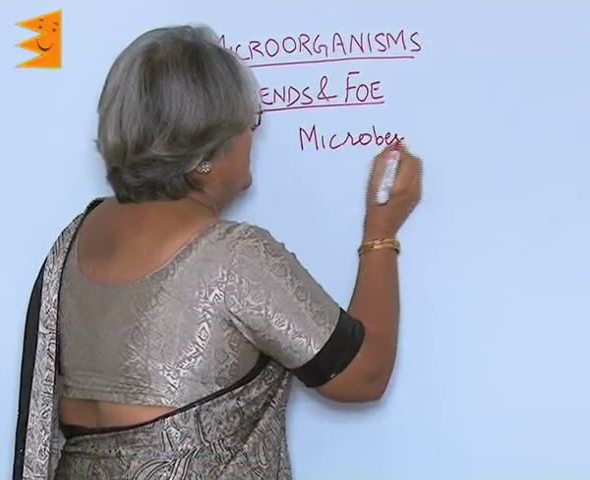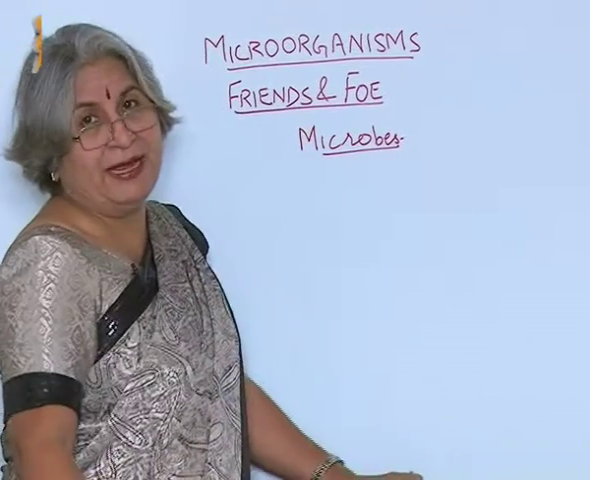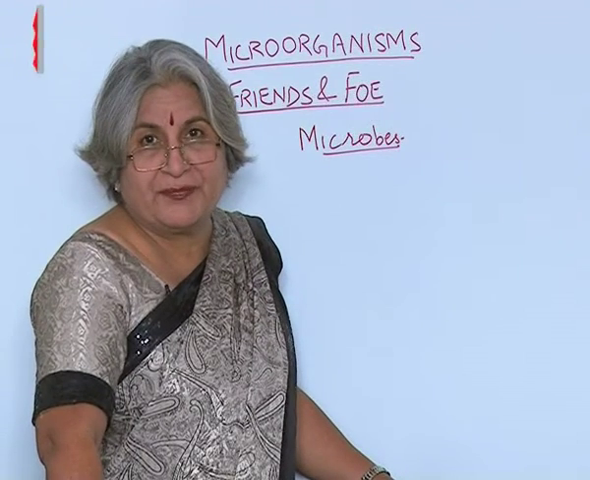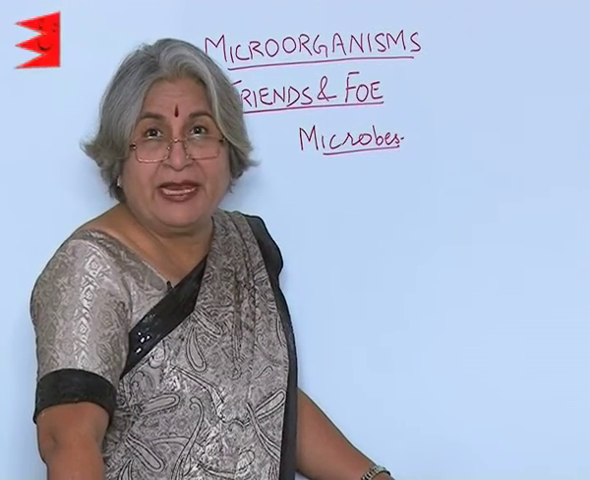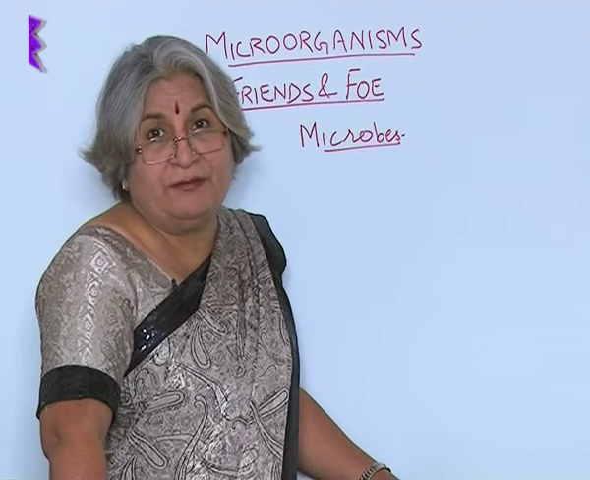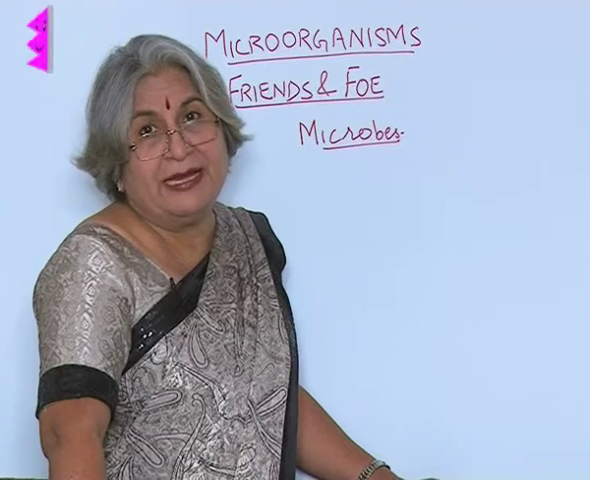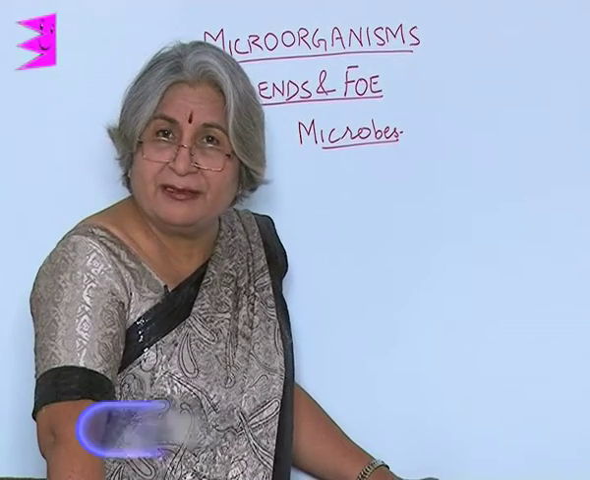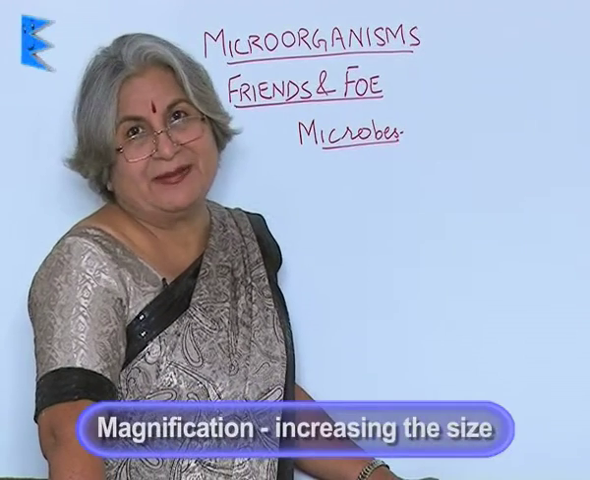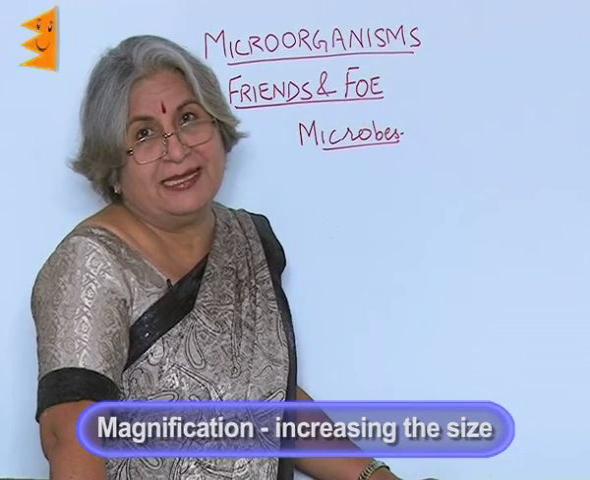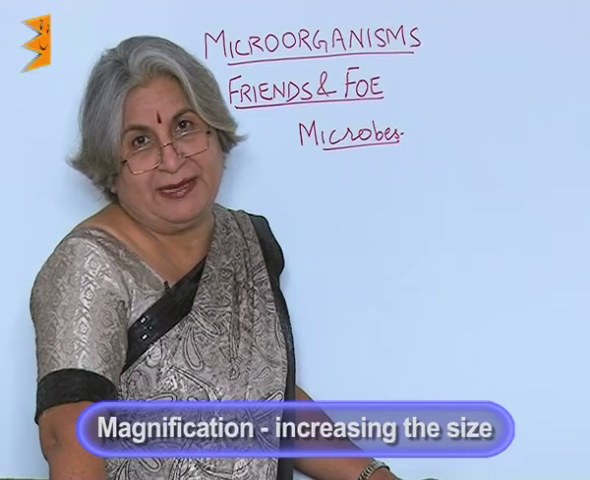You know, human beings knew very little about microbes. Why? There were no microscopes. Only when we could make a hand lens, we saw that we could magnify. What is magnification? Increasing the size. So we could magnify some organisms or parts, and then it was easy for us to see.